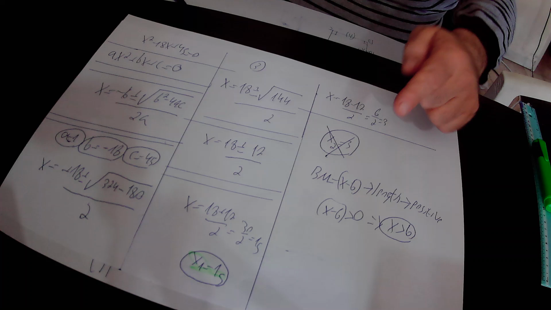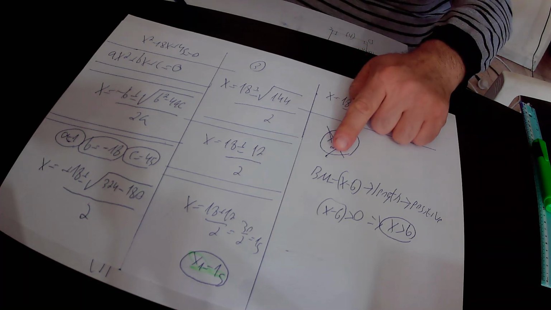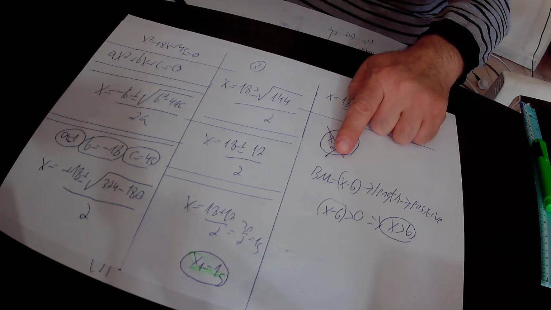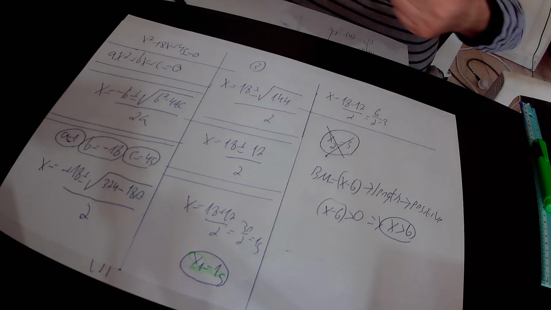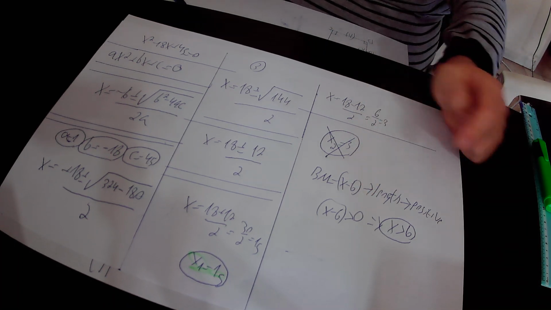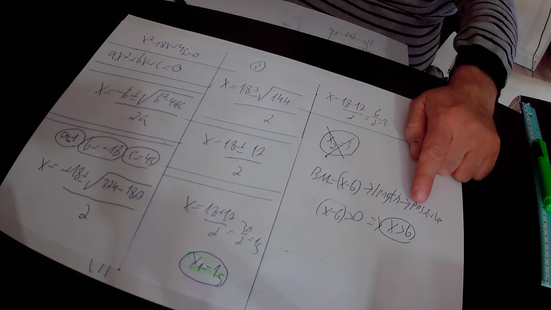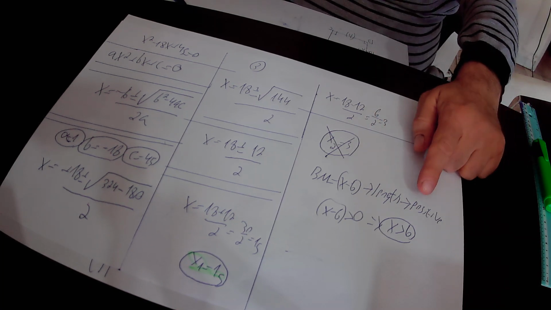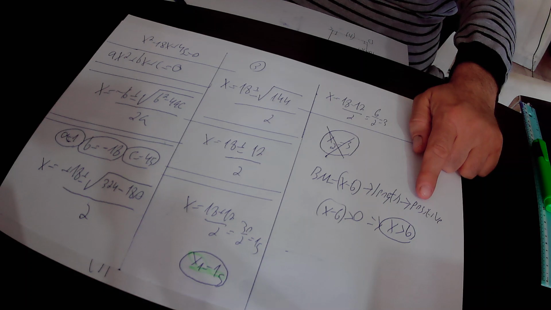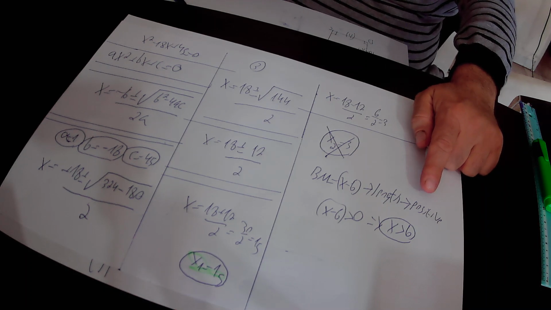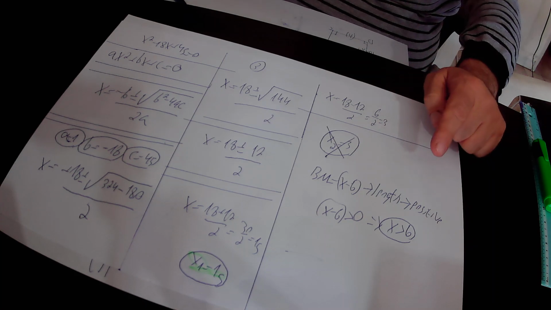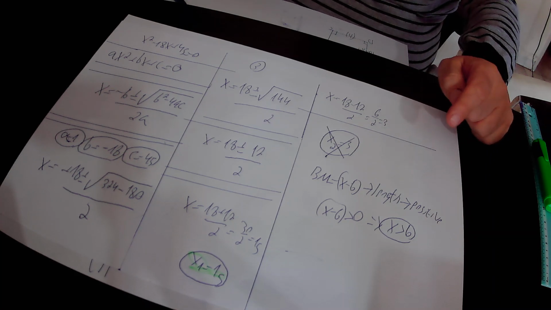So x minus 6, that is the length of line segment BM, must be a positive number, that is to say it must be greater than 0. If x minus 6 is greater than 0, it means that x is greater than 6. So x must be greater than 6, and it can never be equal to 3, that is less than 6.